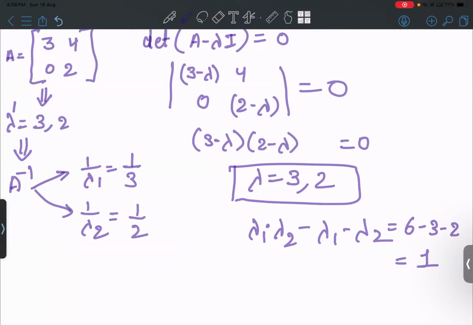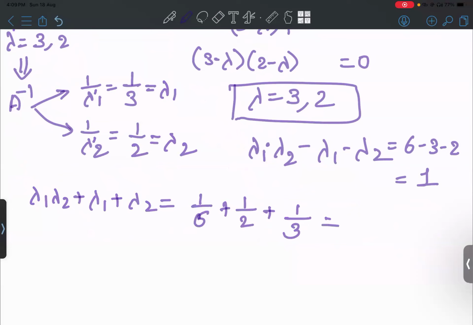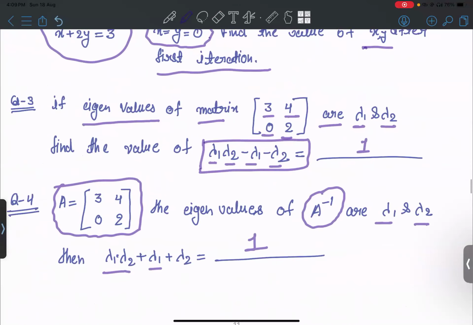So in this question, this one is defined as lambda 1 and this one as lambda 2. Then I need to find lambda 1 lambda 2 plus lambda 1 plus lambda 2. This expression I need to find. So this will lead to 1 upon 6 plus 1 upon 2 plus 1 upon 3. If you do that, 6 will be the LCM: 1 plus 3 plus 2 over 6. This will be equal to 1 only. So this value will be 1 only.